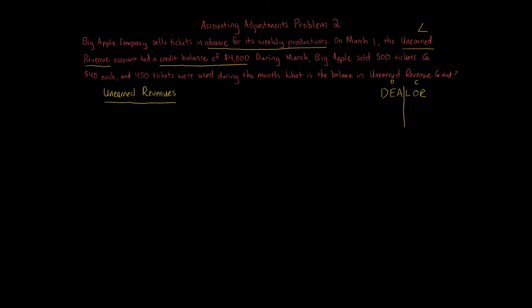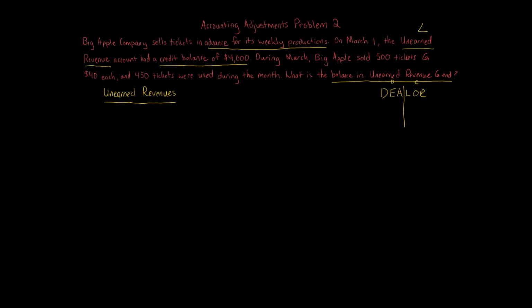Before we do the calculation to determine the ending balance, just understand what's going on here. Big Apple Company, again, a play production company, sells tickets in advance for their weekly productions. So think about your favorite sport. Maybe you like baseball, basketball, football. Think about season tickets. They sell the season tickets early. The customers pay money before the games are actually performed. Here, the plays are actually performed.